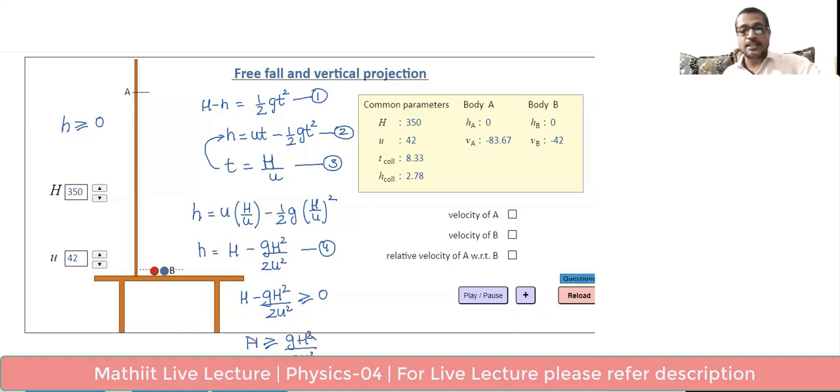This and this get cancelled. Therefore, 2u square should be greater than or equal to gH. So u square should be greater than or equal to gH by 2. Therefore, the initial velocity with which you throw the body B should be greater than root of gH by 2. If it doesn't satisfy this condition, then B will reach the table before A can catch up with it. Right? If it satisfies this condition, then yes, A will catch up with B before B reaches the table.